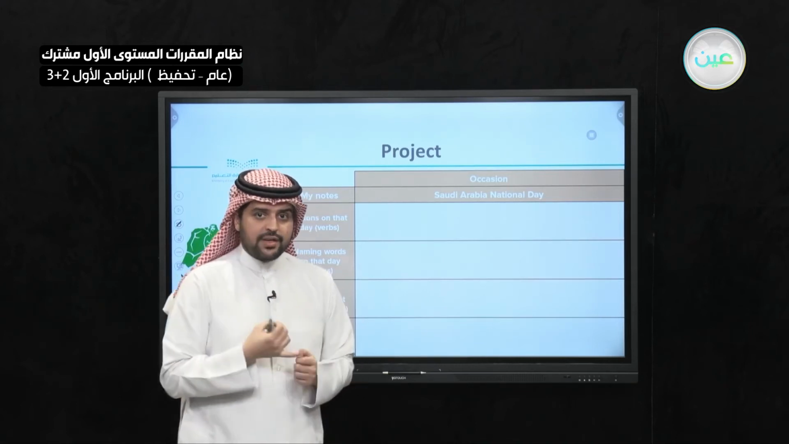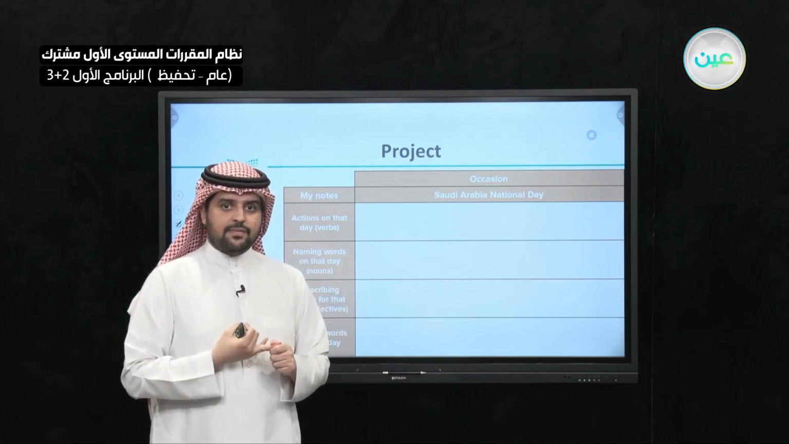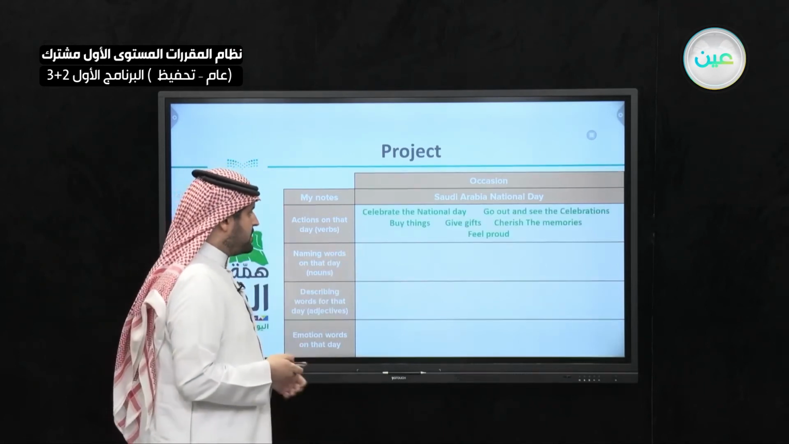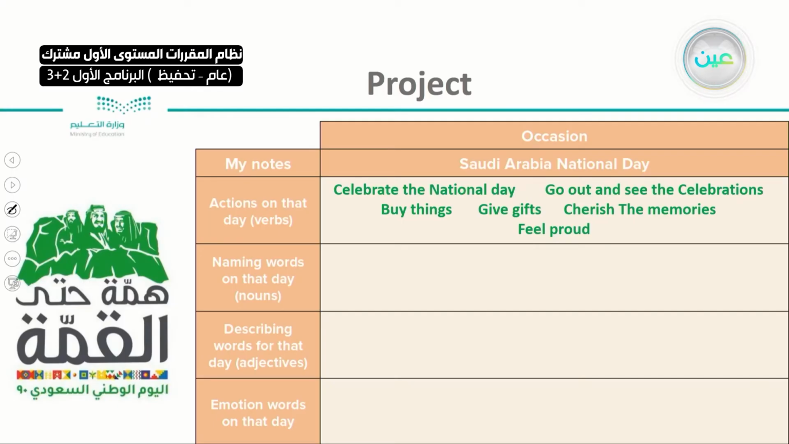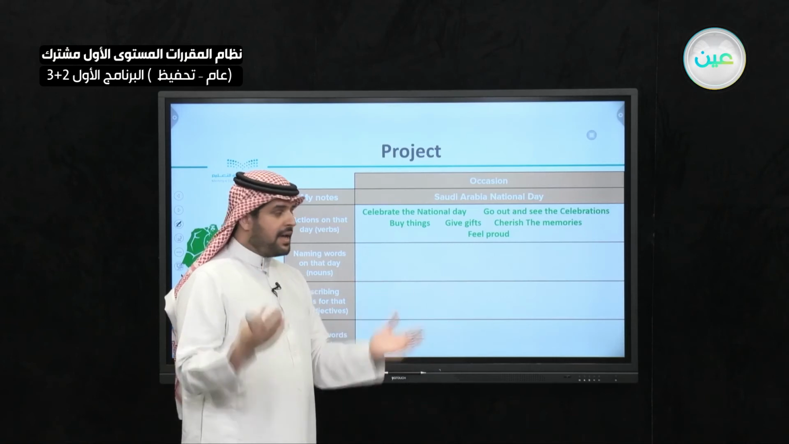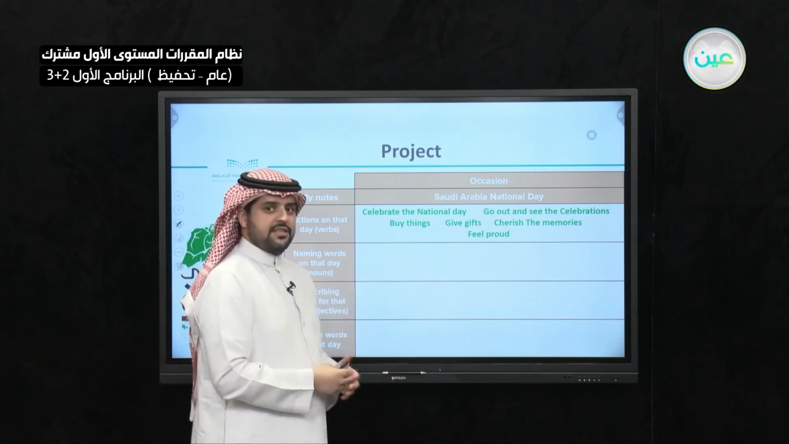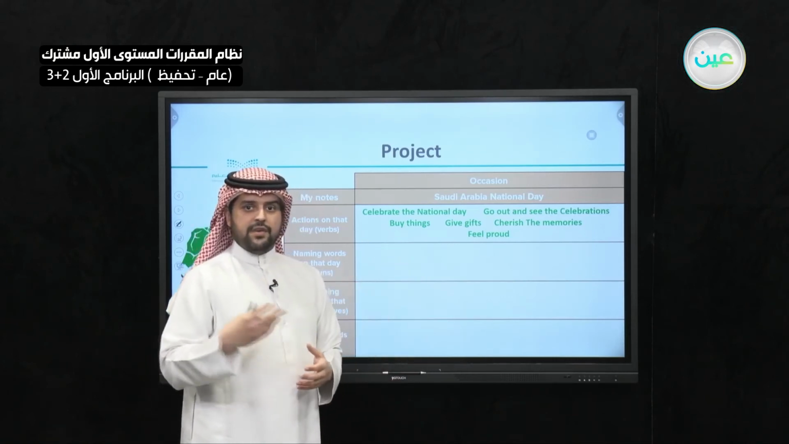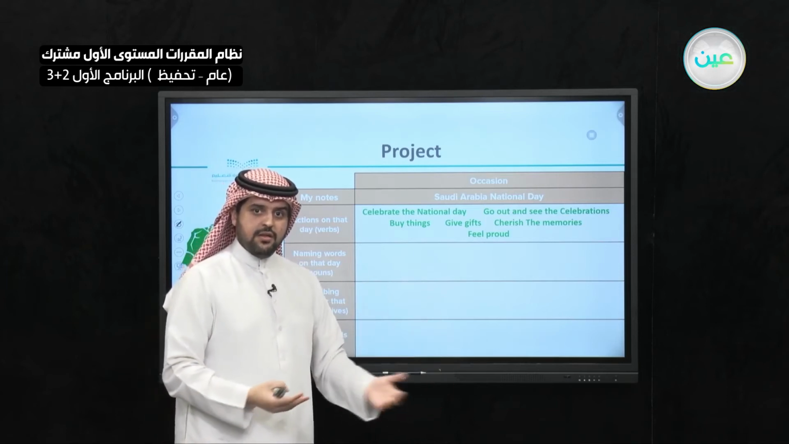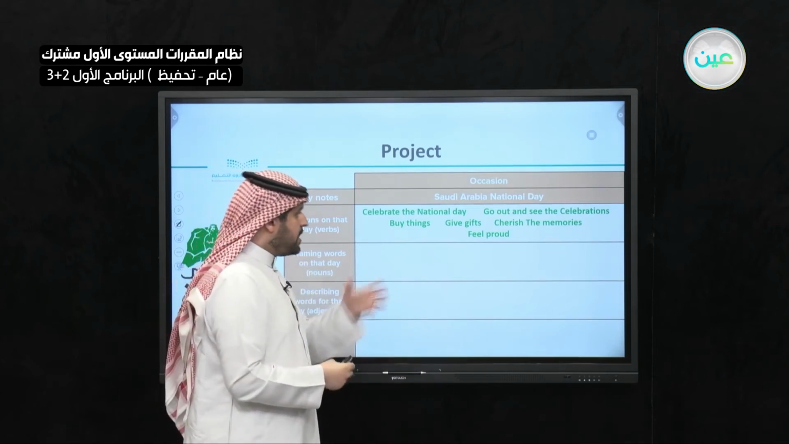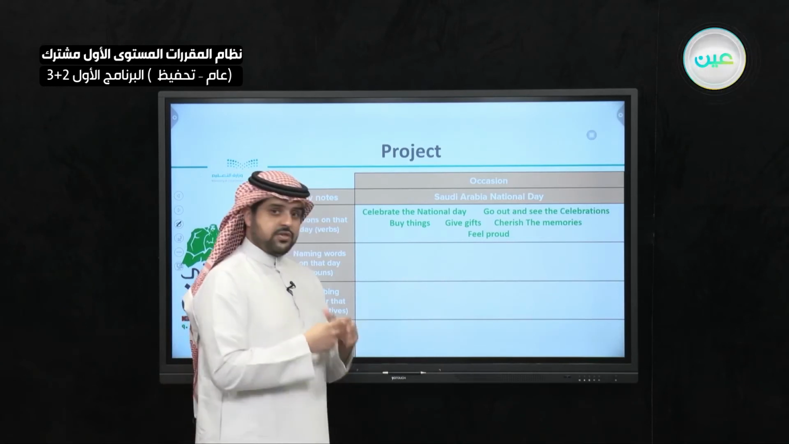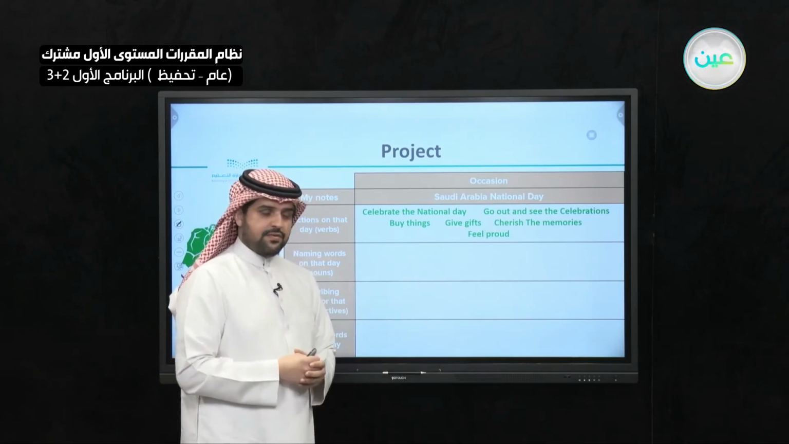Very good. This is one. Can you give me another one? Excellent. I gave you some examples here. Celebrate the National Day. Go out and see the celebrations of all the people. Buy things. You know, all the malls, the shops, they have discounts. Give gifts. You can buy things and give gifts to your brother, to your sister, to your parents. Cherish the memories. Of course, you'll cherish the memories if you took photos of this event.